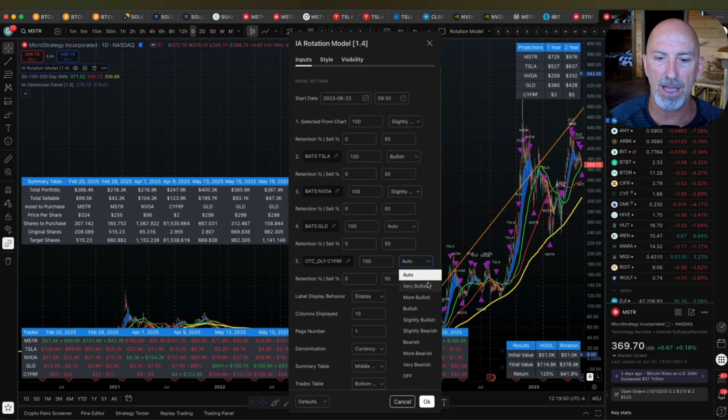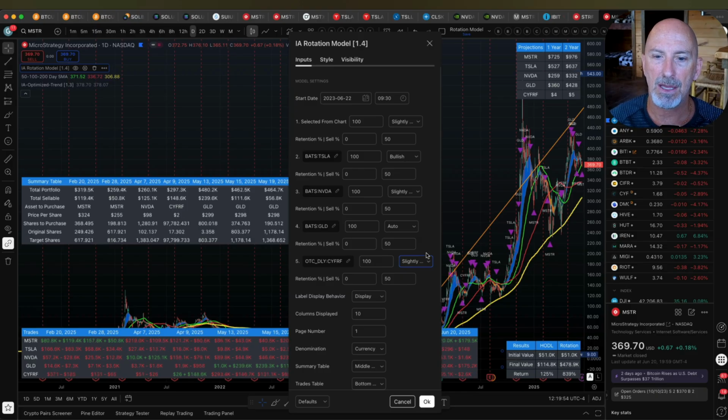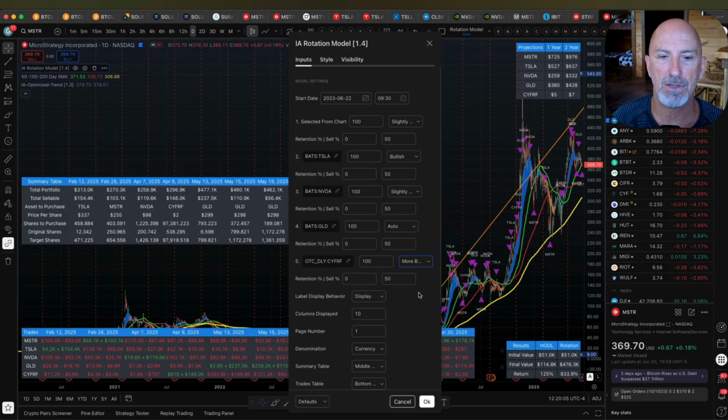And then on CYFRF, I'm definitely more bullish than $3. I think we're going to get somewhere up near $5 or more. So it looks like I'm going to have to go to more bullish. There we go. More bullish takes it to $5. Okay, so those projections look accurate to me in the upper right-hand corner.